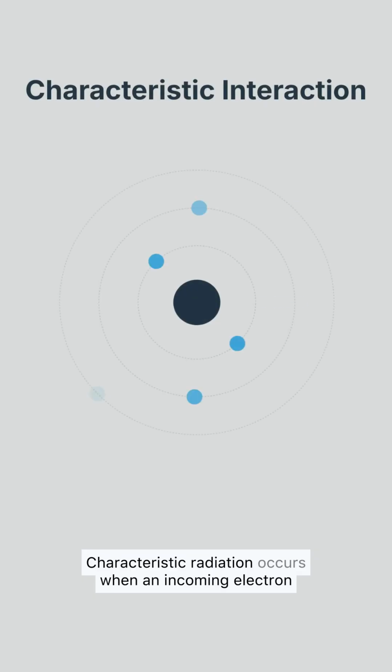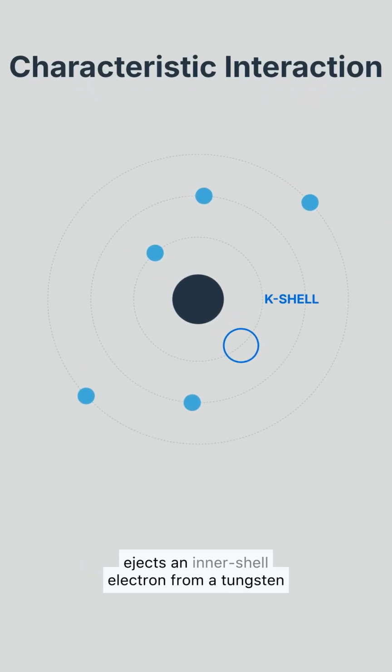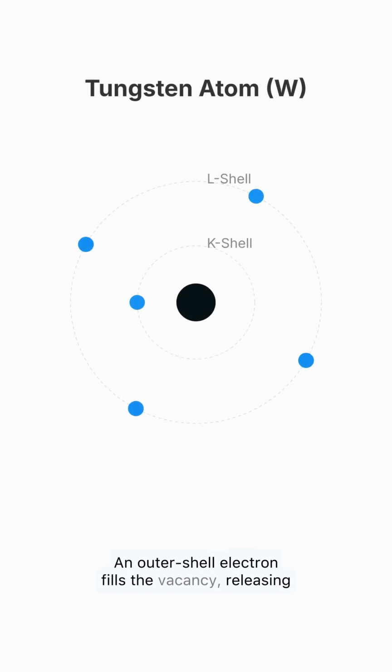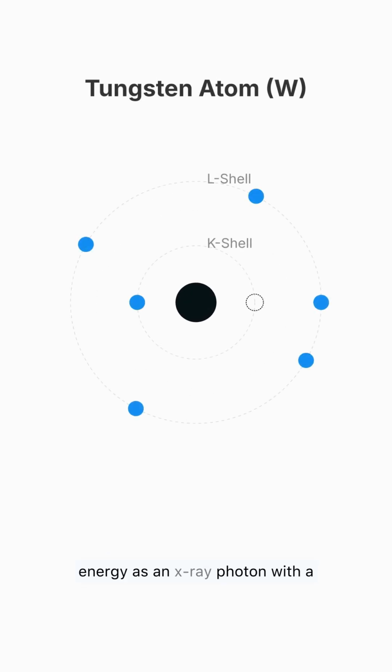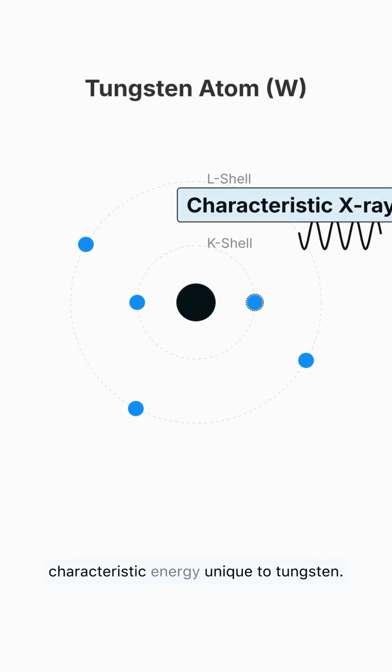Characteristic radiation occurs when an incoming electron ejects an inner shell electron from a tungsten atom. An outer shell electron fills the vacancy, releasing energy as an X-ray photon with a characteristic energy unique to tungsten.